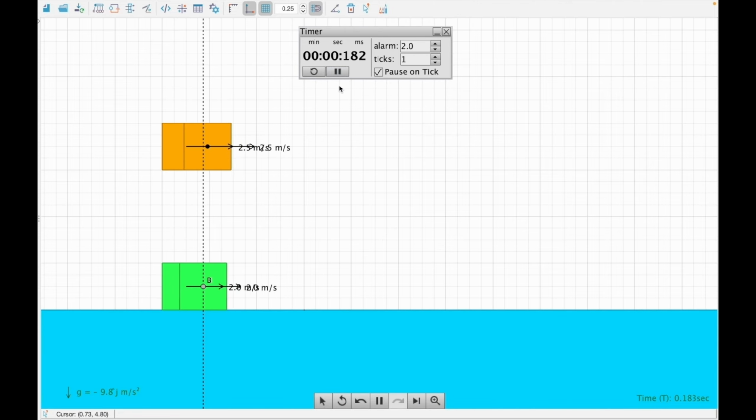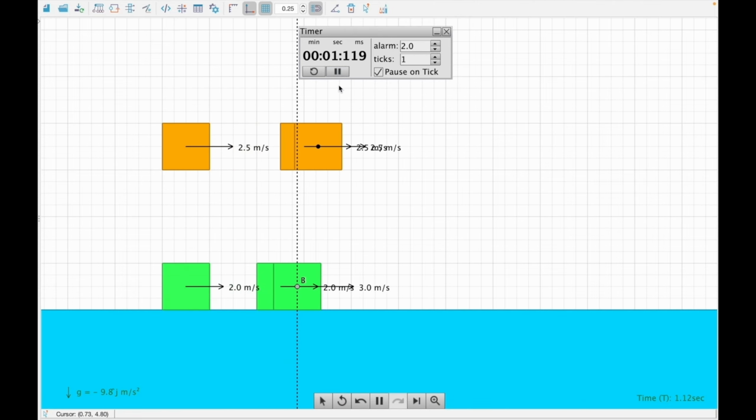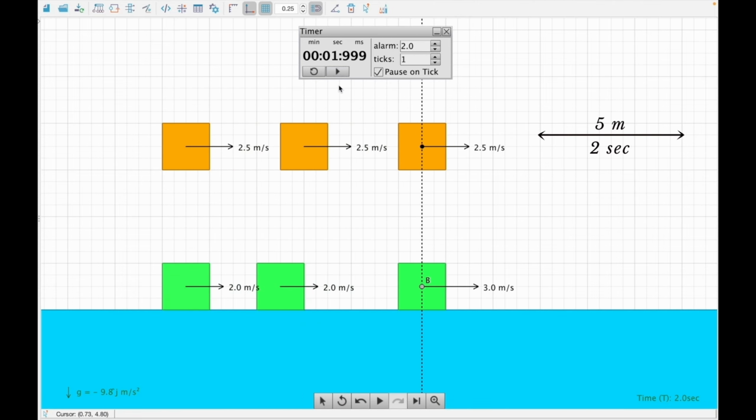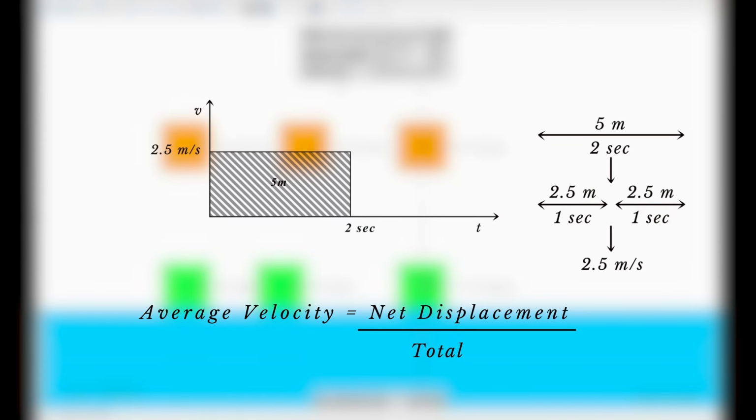Well, the correct answer is 2.5 meters per second, because if the block covers 5 meters in 2 seconds, then it must have covered 2.5 meters in 1 second, that is, 2.5 meters per second. This constant velocity can be considered the average velocity for the overall motion. In fact, average velocity is actually the net displacement over total time taken.